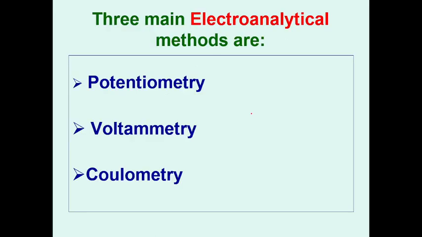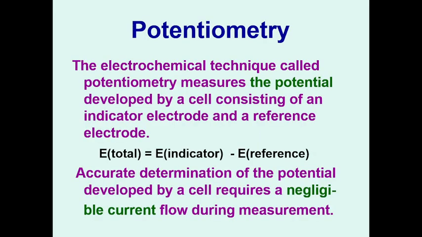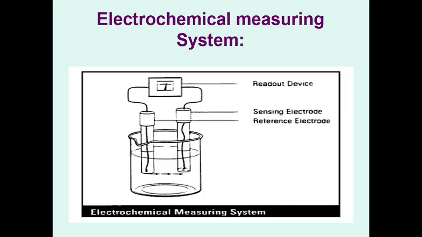So there are different types of electroanalytical techniques, which are potentiometry, voltammetry and coulometry. In potentiometry, you measure voltage. Voltammetry means you measure voltage and current, and in coulometry you only measure charge. We will discuss this in detail also.